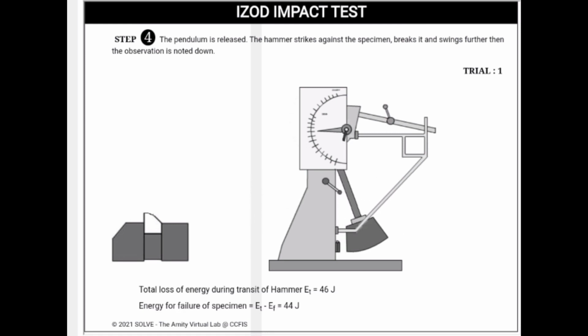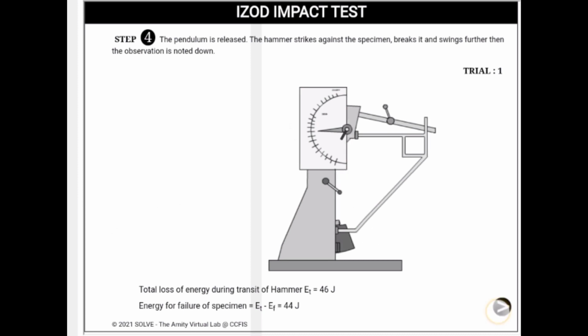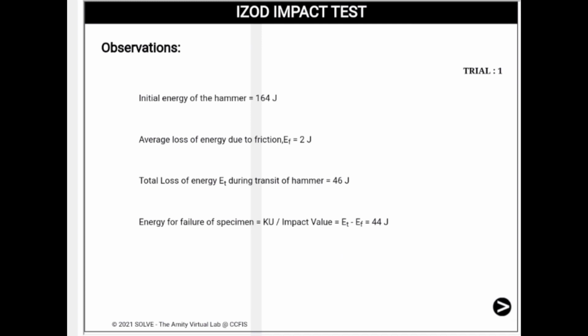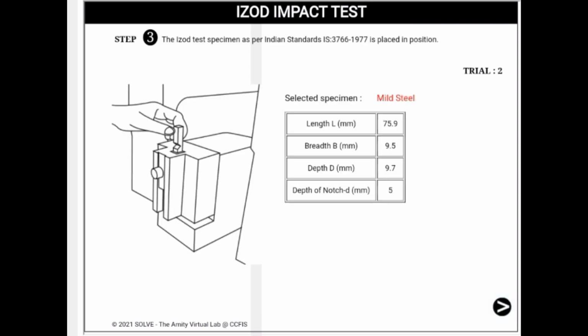It is 46 joule and the energy for failure is 44 joule. We need to use the formula that is given. So these are the observations: 164 joule, 2 joule, 46 joule, and the energy for failure is 44 joule. So these are for the second trial.